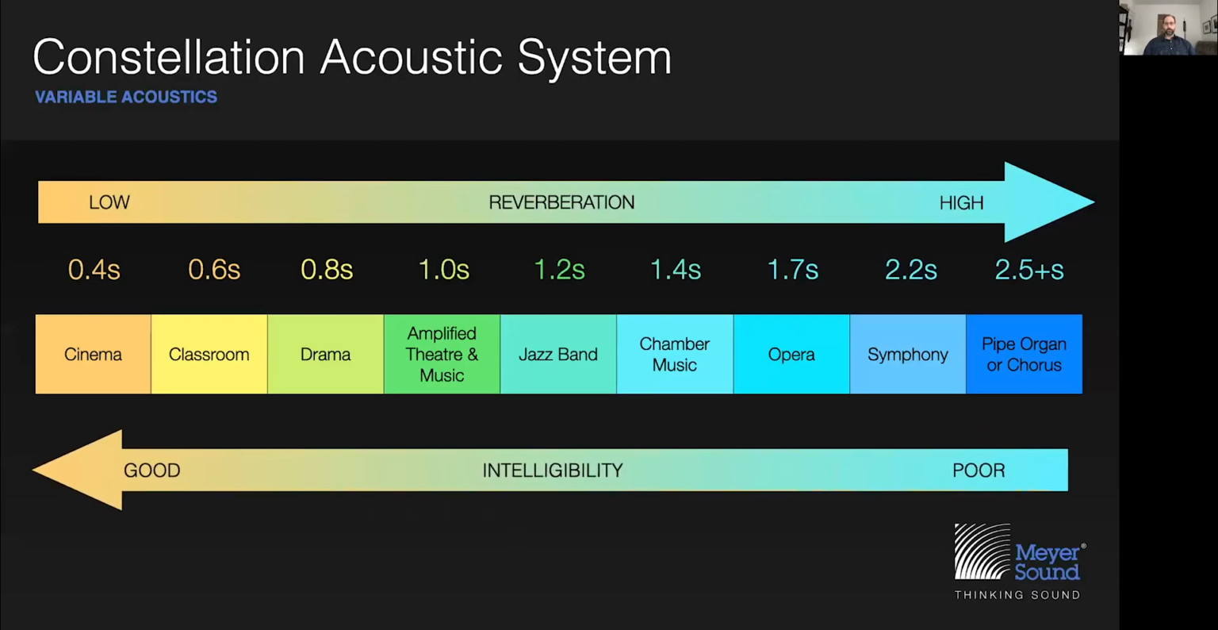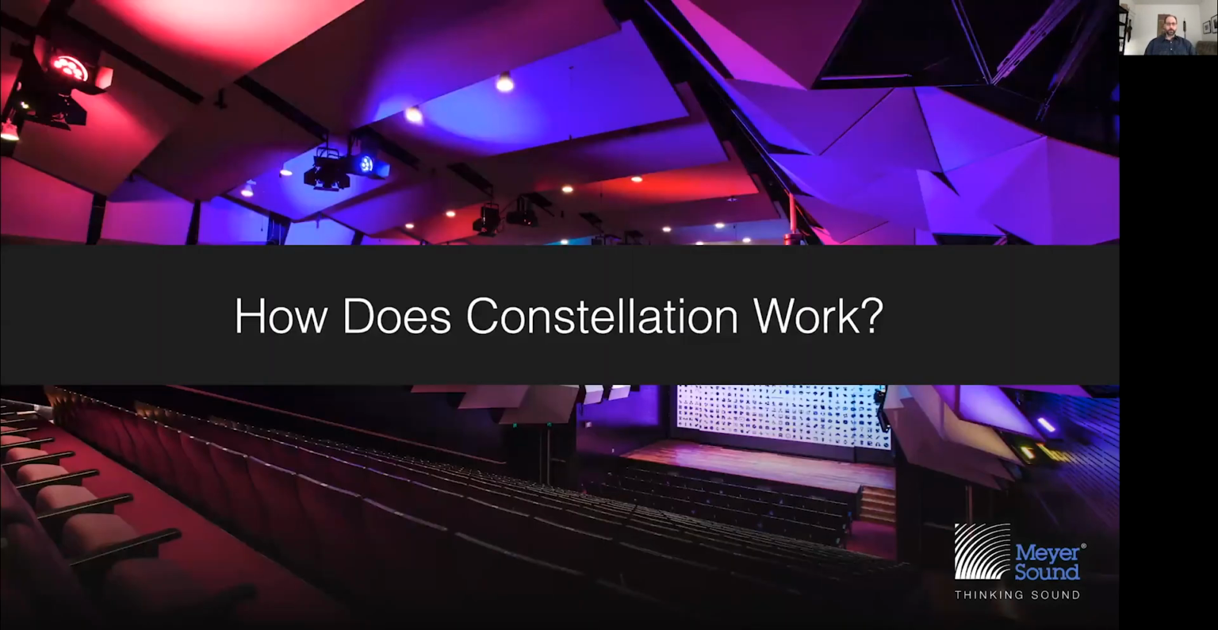So as you can imagine, if you picture yourself back into that cathedral and you're trying to have a conversation with somebody, that sound is going to be very reverberant. You're going to have a lot of difficulty in understanding that person, whereas obviously in a cinema or classroom, that will not be the case. So this is why it's important to be able to change the room acoustics so that you have proper intelligibility if you're using the room for, say, a lecture or for a drama. But then you want to be able to increase it if you have a classical music performance. So how does Constellation work?